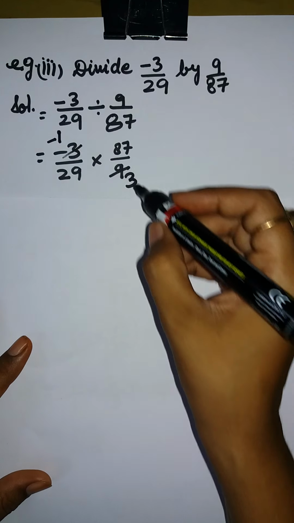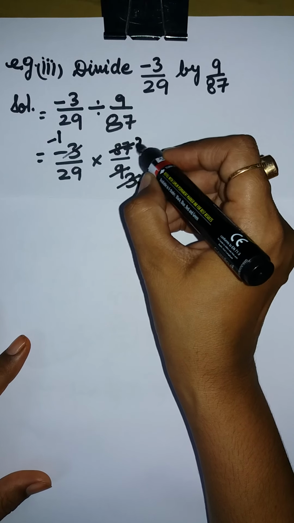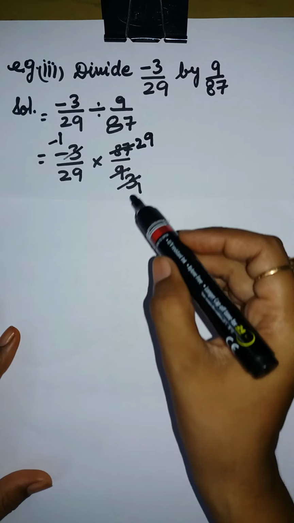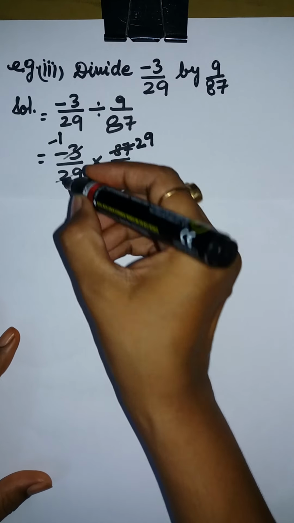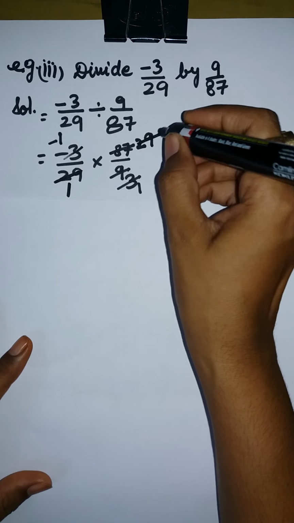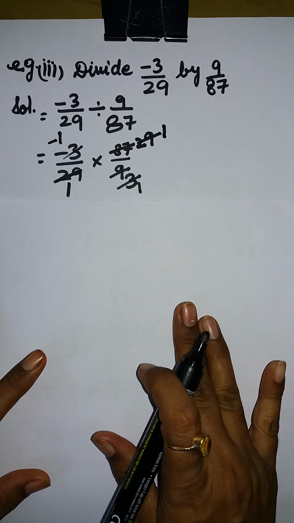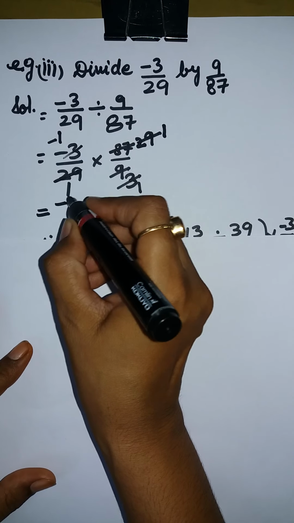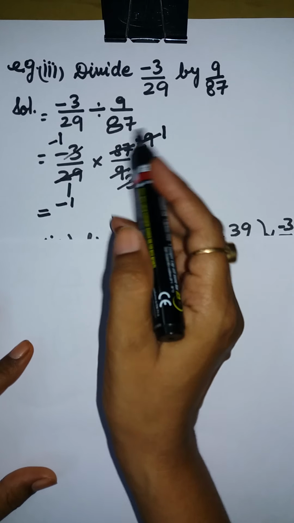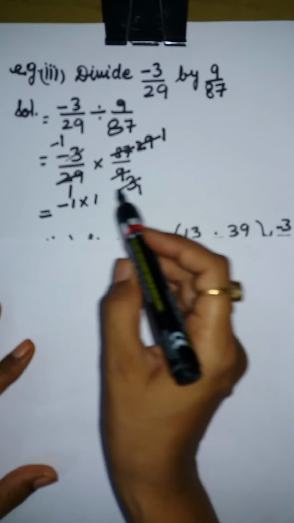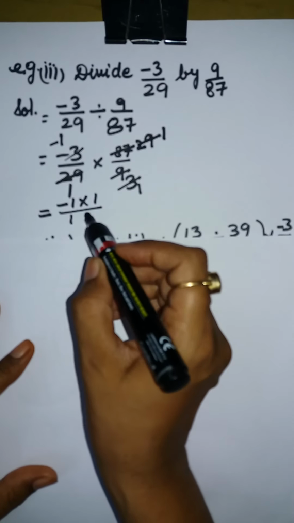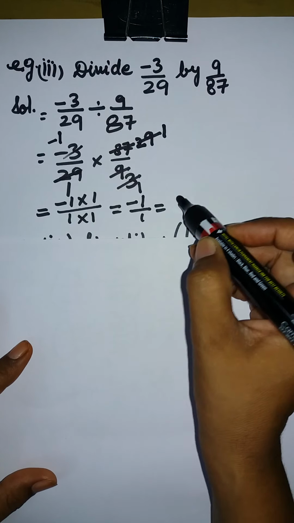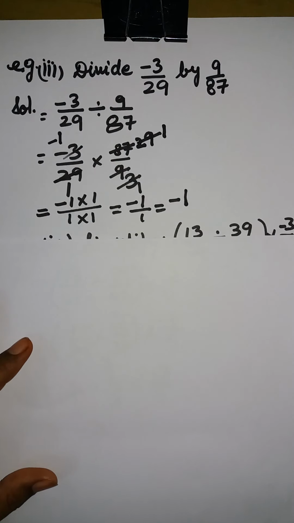3 times 3 is 9, 3 1 times 3, 3 2 times 6, 3 9s 27, and we got this 87 by 3 here. Now 29 1 times 29 and 29 1 times 29. So we write the leftover parts in their place. Numerator minus 1 into 1 and denominator 1 into 1. Final answer we get minus 1 upon 1, or simply we can write minus 1.